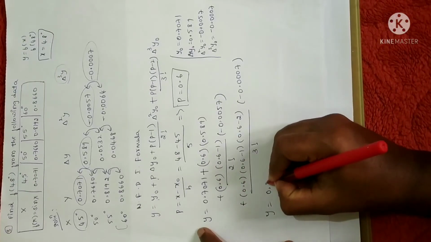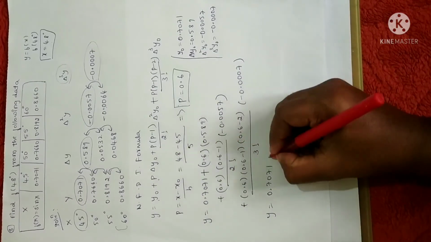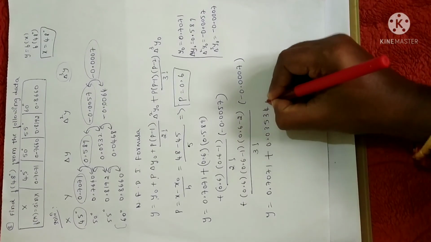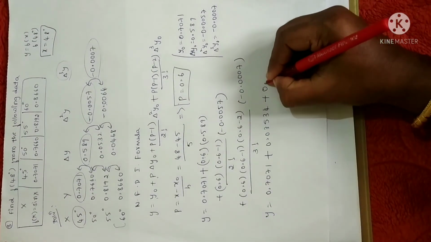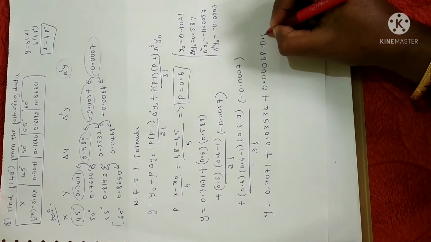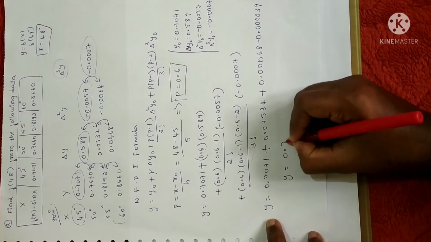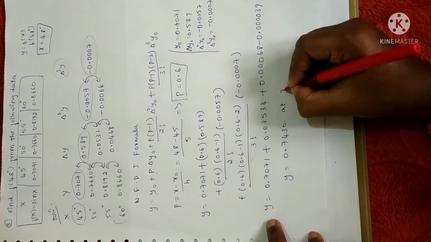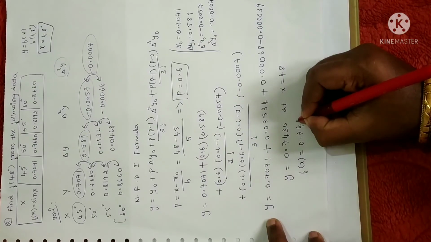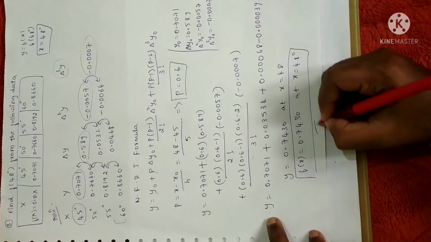Use the calculator. So first term will be 0.7071 as it is. Now if you multiply 0.6 into 0.0589, you will get plus 0.03534 plus this term, the third term, if you simplify, you will get 0.00068. Similarly, simplify the fourth term, you will get minus 0.40 followed by 39. After simplification, you will get y as 0.7430 at x is equal to 48. Y is none other than f of x, right? So f of x is equal to 0.7430 at x is equal to 48 degrees. So this is the required solution.